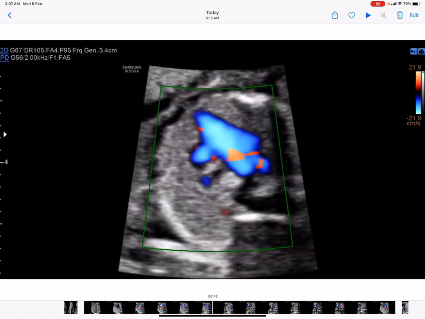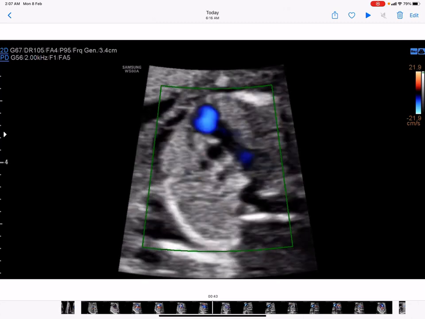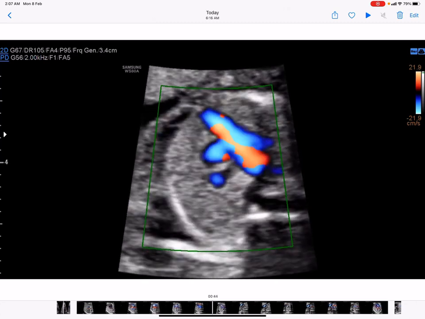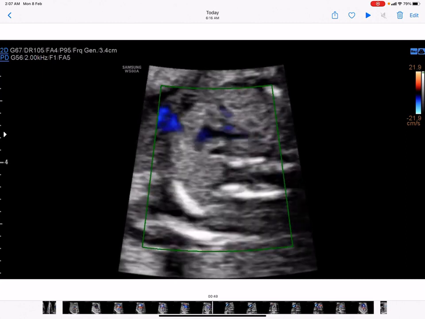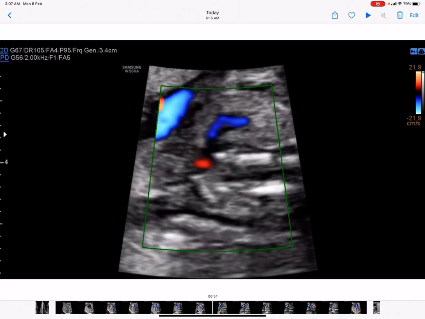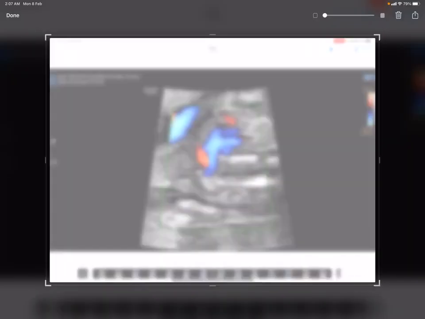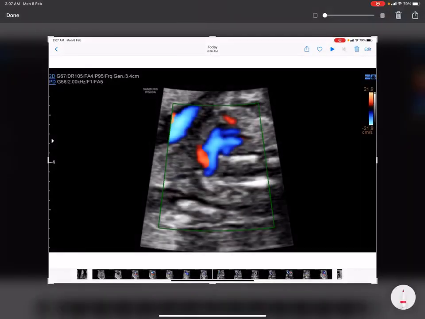Now if you don't see anything abnormal at the 3-vessel view, then you just go cranially, above the 3-vessel view into the superior mediastinum. Now this particular structure which is arising from the aortic arch, can you see this S-shaped structure? Yeah, this structure in the blue, this is the normal right subclavian artery.